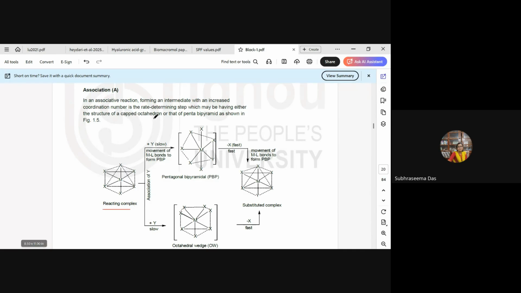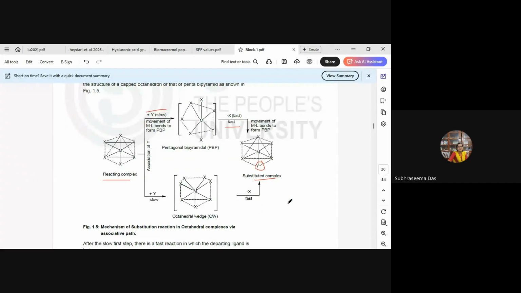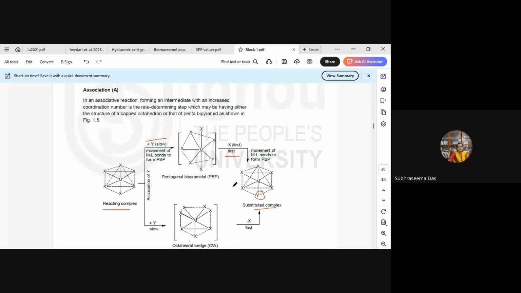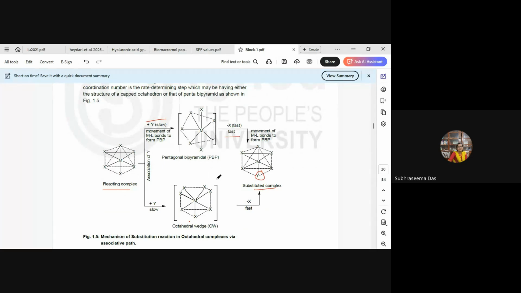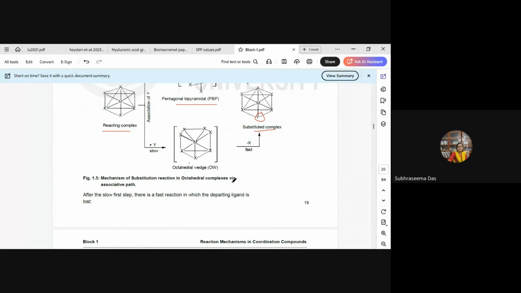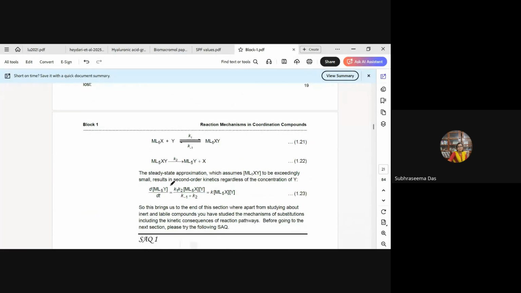Then the associative reaction forms an intermediate with an increased coordination number in the rate determining step. So this is the reacting complex. Here Y is added, giving a pentagonal bipyramidal intermediate, then X is removed and Y gets in. You see Y is present here and one X is removed, so this is the substituted complex. For the octahedral wedge, two types of associative reaction are shown, for the capped octahedral and PBP, that is pentagonal bipyramidal. The mechanism can also be studied by the steady state approximation, and it has been found to follow this order.